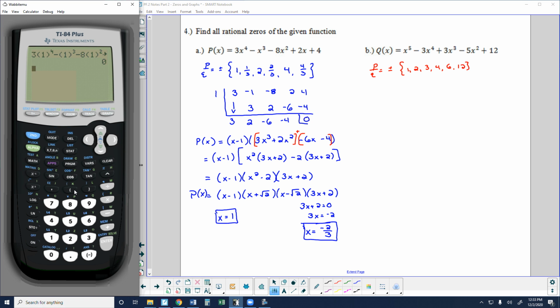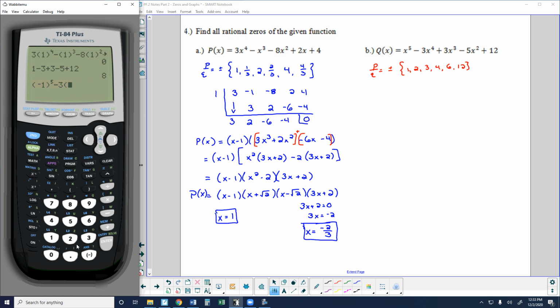So let's try to substitute. 1 to the 5th would just be 1. Minus 3 times 1 to the 4th would just be 1. Plus 3 times 1 to the 3rd would be just 1. Minus 5 times 1 squared is just 1, so 5, and then plus 12. And we're going to see that positive 1 does not work. So if I substitute in positive 1, it's not going to come out as I want.